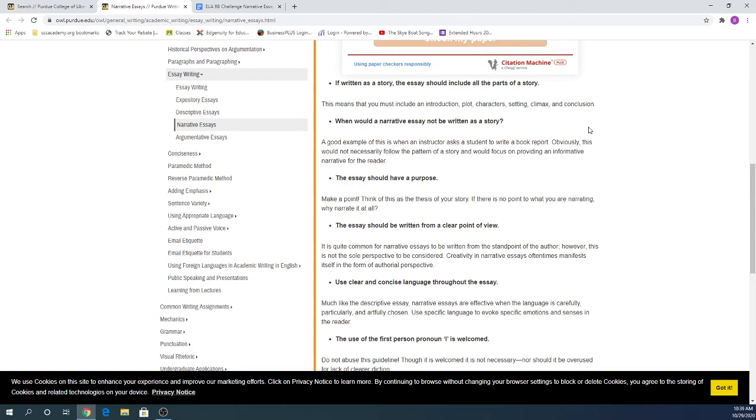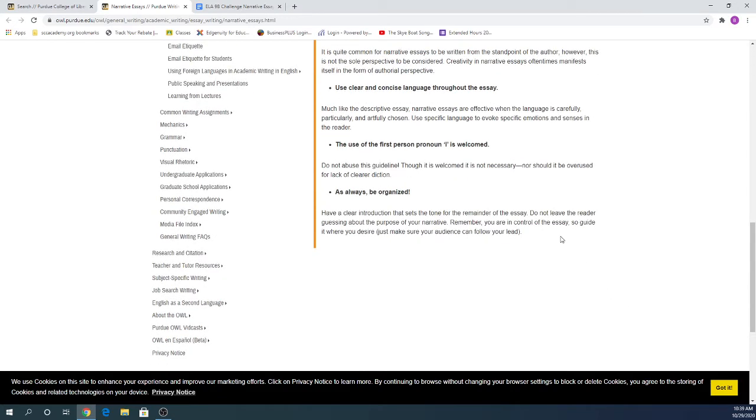Use clear and concise language throughout the essay. Much like the descriptive essay, narrative essays are effective when language is carefully, particularly, and artfully chosen. Use specific language to evoke specific emotions and senses in the reader. We'll get more into that when we start working on our draft together. So the use of the first person pronoun I is welcomed. We're not going to abuse this guideline. We don't want it to be like I did this and I did that and I did this and I did that. It's welcomed. It's not totally necessary. It should not be overused, for lack of clearer diction, which would be clearer word choice. Again, it could be told from the all-knowing point of view, like God. So it doesn't have to be in the first person.